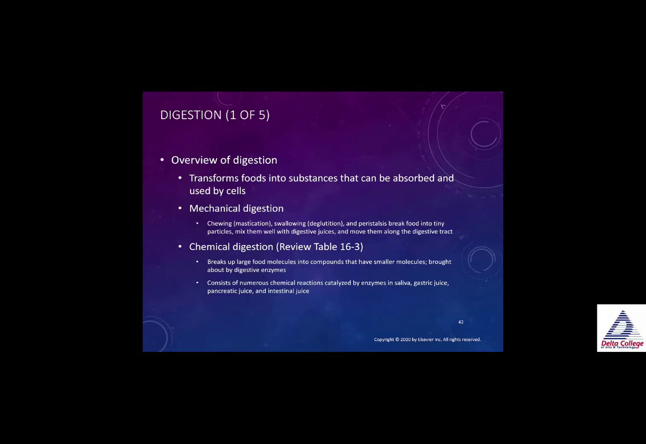Now, chemical digestion is where large food molecules are broken up into compounds that have smaller molecules, brought about by digestive enzymes. These consist of numerous chemical reactions catalyzed by enzymes in saliva, gastric juice, pancreatic juice, and intestinal juice.